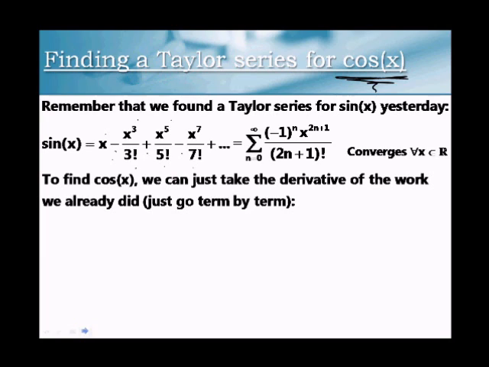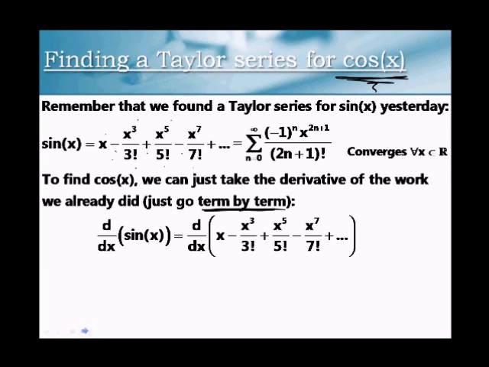So to find cosine, we could just take the derivative of the work we already did rather than building this from scratch. This is called term by term differentiation. That just means for an infinite series, to find the derivative, we're just going to take the derivative of each term individually.